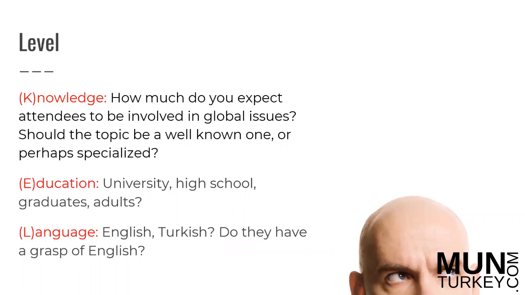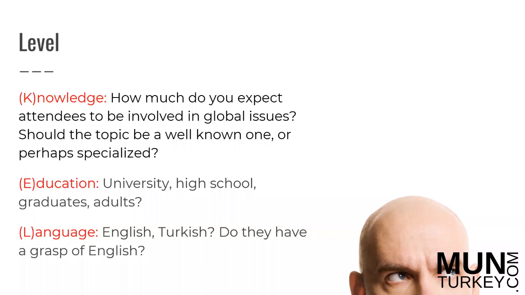Okay, so to expand upon level, the first thing to think of is knowledge. This could be how much you think your attendees are involved. How do you know this? For example, if someone's a first timer compared to someone with, I don't know, 30 MUN conferences under their belt, the first timer is probably going to be a lot less involved at first and won't know much except maybe very well-known topics. There could be exceptions to this, of course, but generally, especially for high school students and first timers, they might not know, for example, the civil war in Yemen. It might be too tough of a topic for them.